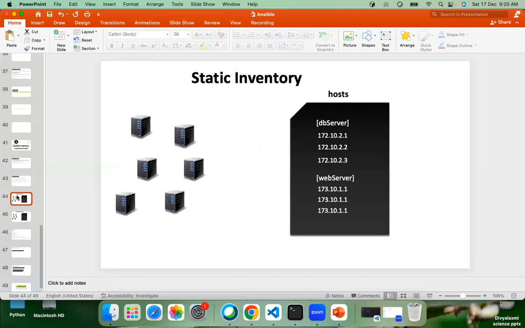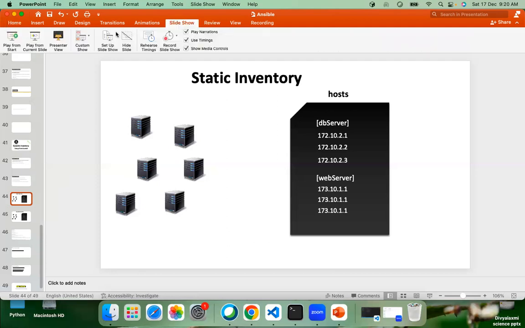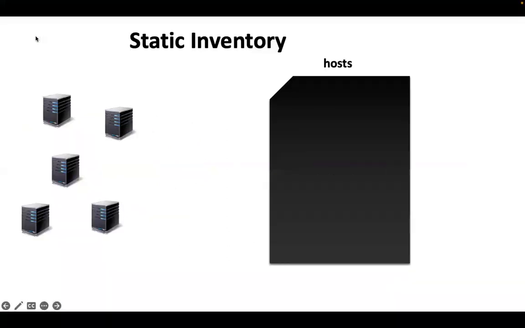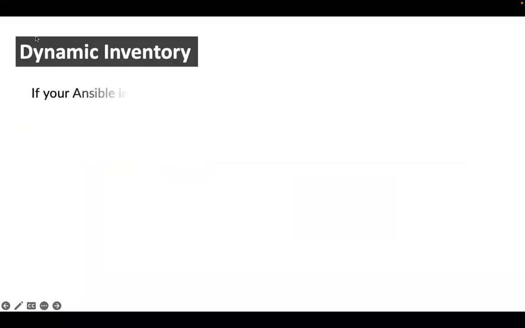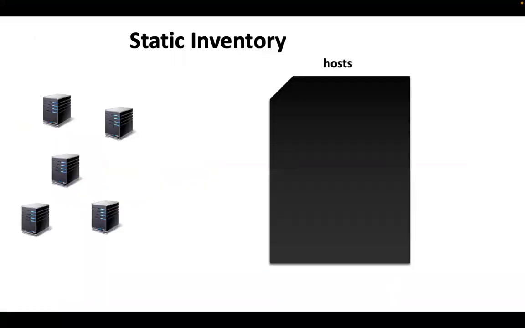Let's see this example of the static inventory. Let me play this slide. So this is the static inventory. If you see here, we have the host list in /etc/ansible/hosts, and these are the servers. Suppose a DB server will be there and a web server will be there. This is the static inventory which we keep in the hosts file.